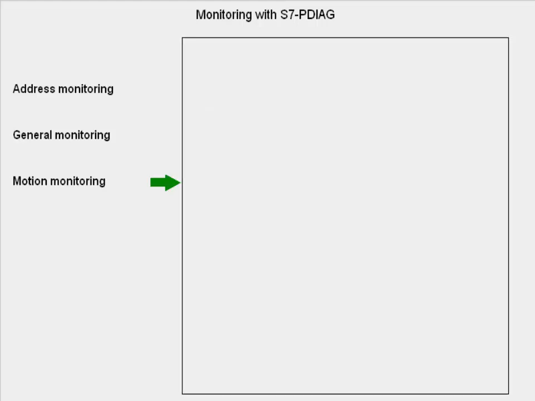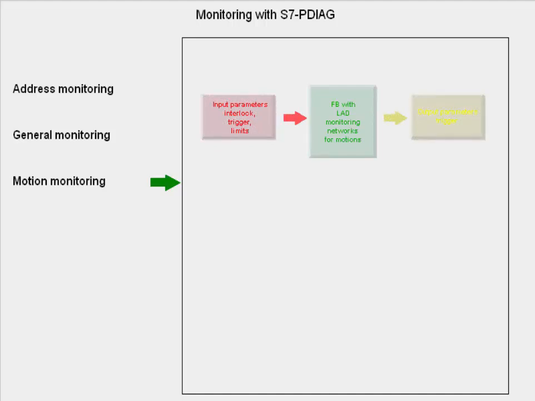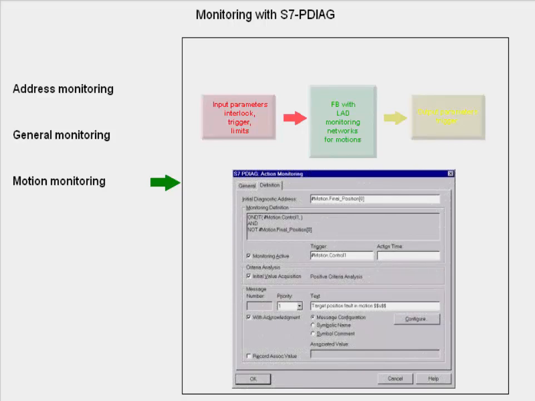Specific programming regulations have to be observed for the concept of movement monitoring. With S7 PDIAG functions, a block is supplied with standardized monitoring networks, and it has to be linked via parameters with the application-specific addresses. It already contains the necessary initial diagnostic addresses and data structures on which the configuration masks of the different movement monitoring types are set.